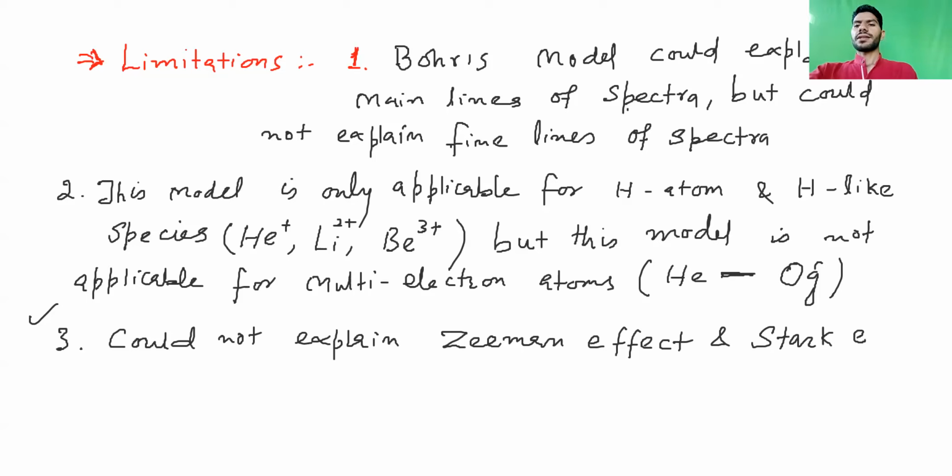Bohr could not explain the Zeeman effect and the Stark effect. Now, what is this Zeeman effect? It is actually the splitting of spectral lines when an atom is placed in a magnetic field. Similarly, the Stark effect means the splitting of spectral lines in the presence of an electric field.